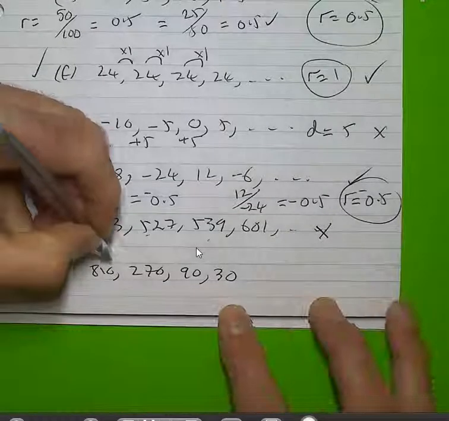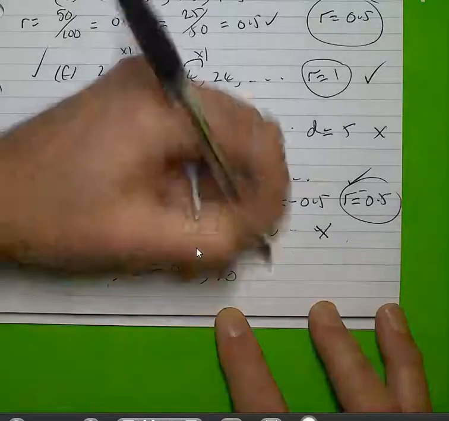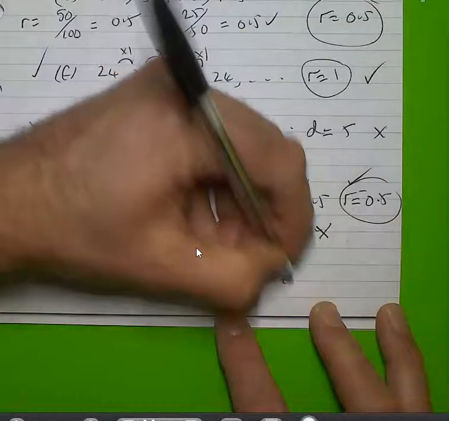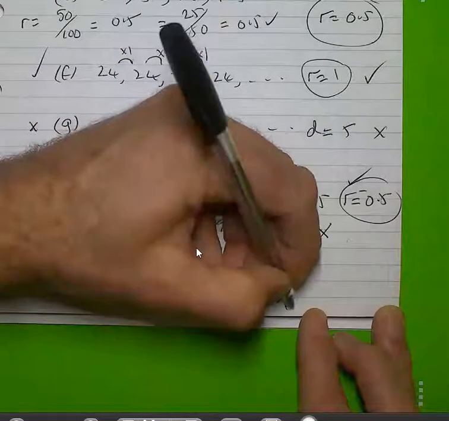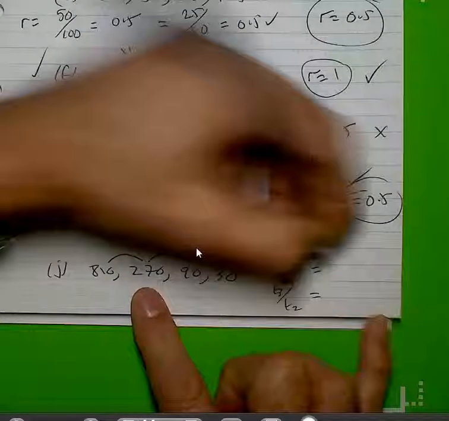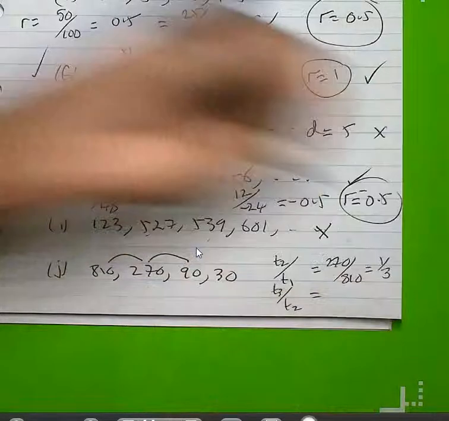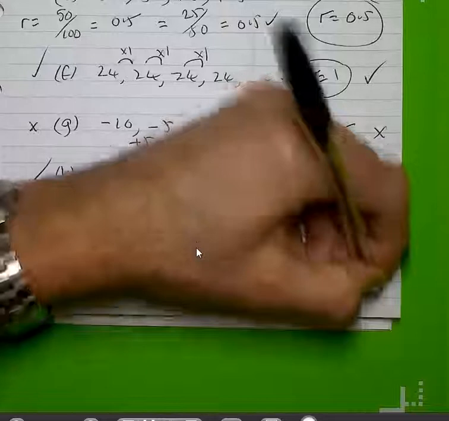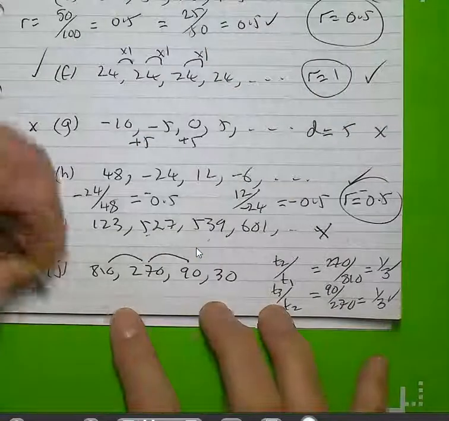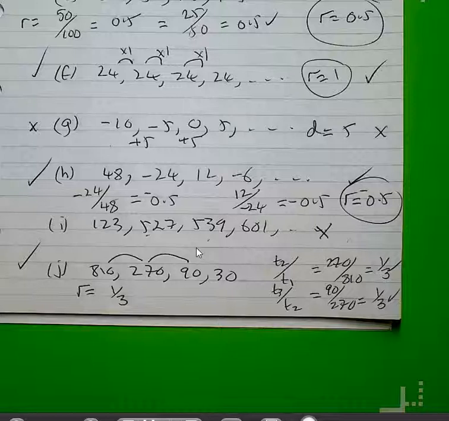In the case of J, I think there could be a geometric sequence. I'll compare the division of the second and first term by the third and the second term to see if there's a common ratio. And that's a third. And 90 over 270 is also a third. So yes, that's a geometric sequence with a common ratio of 1/3.